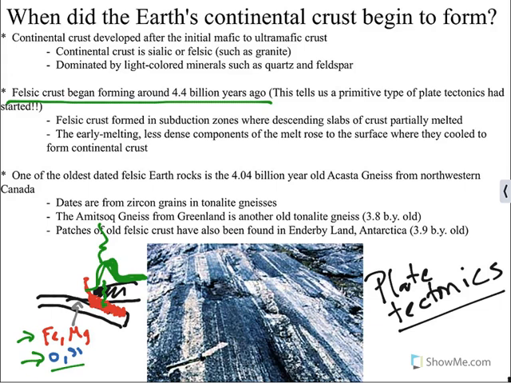The oldest felsic rocks we have on our planet are 4.4 billion years old. You can find those up in Canada. So now we can check one big thing off our list. We know when plate tectonics started.